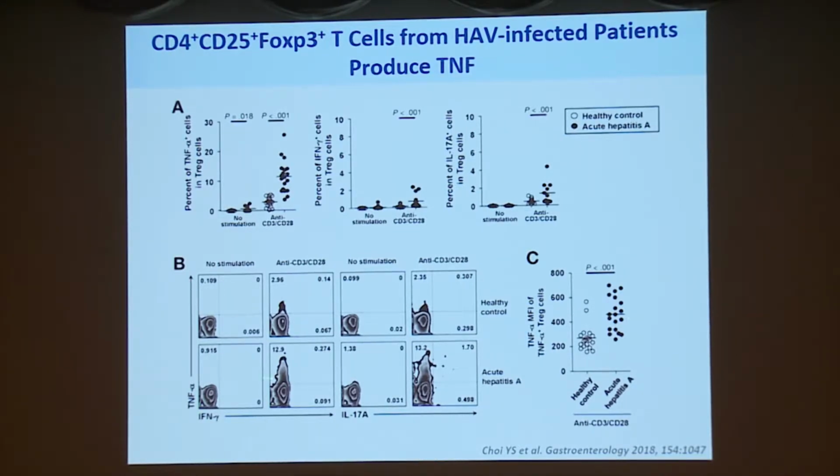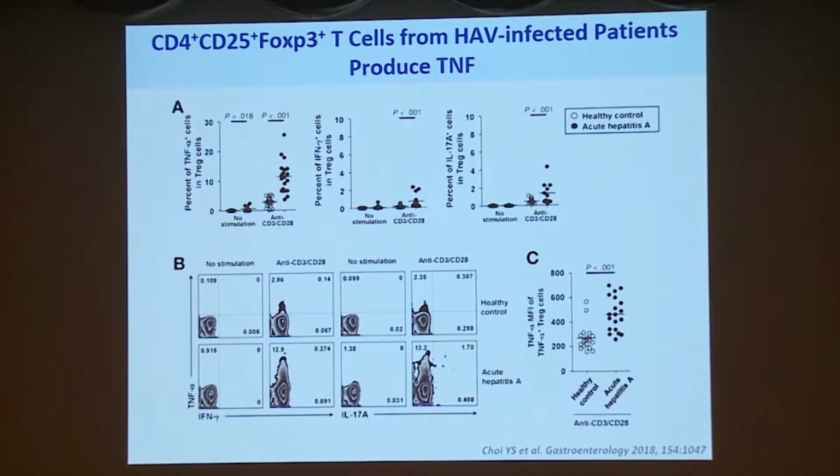cells. As you can see here, in the healthy control donor, there's not so much interferon gamma, IL-17A, or TNF-alpha production. But in the acute Hep A patient, interferon gamma or IL-17A production is a little bit observed, but very prominently, TNF-alpha production was observed from this Treg cell population.